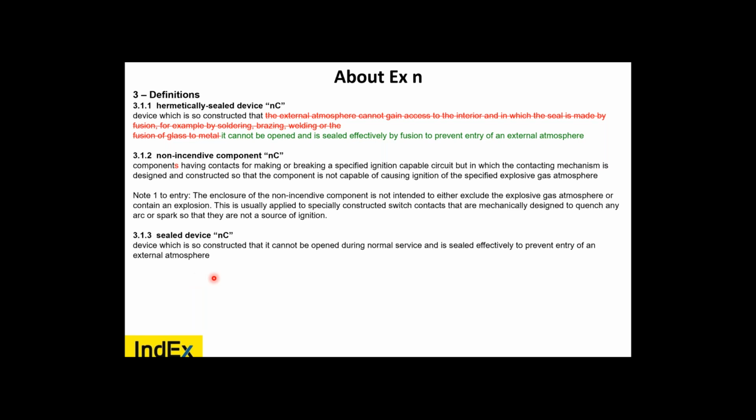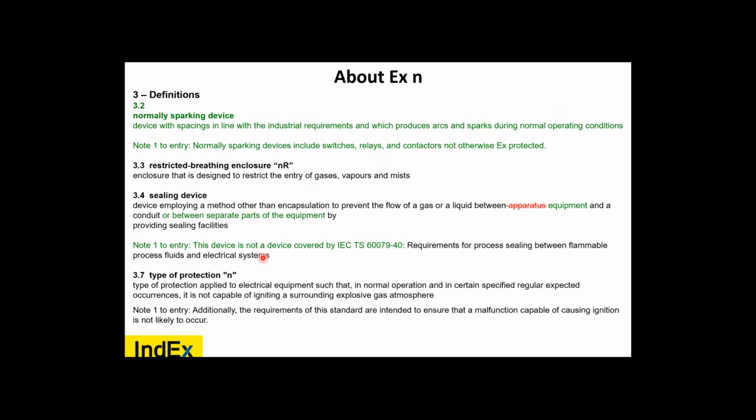Now, sealed devices. Devices constructed so that they cannot be opened during normal service and are sealed effectively to prevent the entry of explosive atmosphere. So the difference between sealed and hermetically sealed is that hermetically sealed means it has been welded shut. That's the easiest way to explain it. The non-incentive, it's components inside of something. Now, normally sparking device, well, we already know that. Normally sparking devices: switches, relays, contacts, not known to be EX protected.